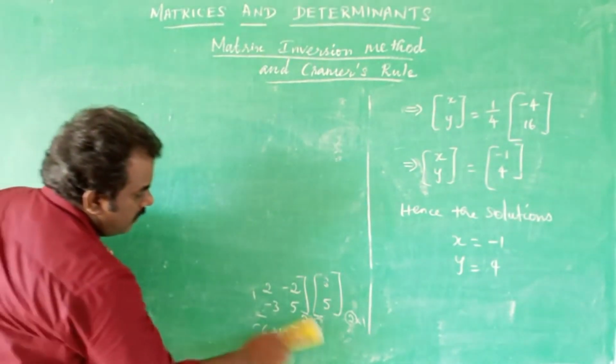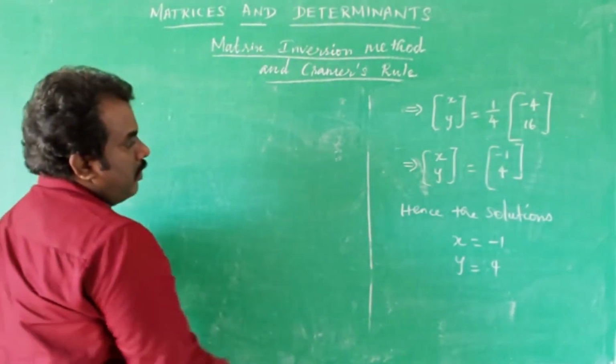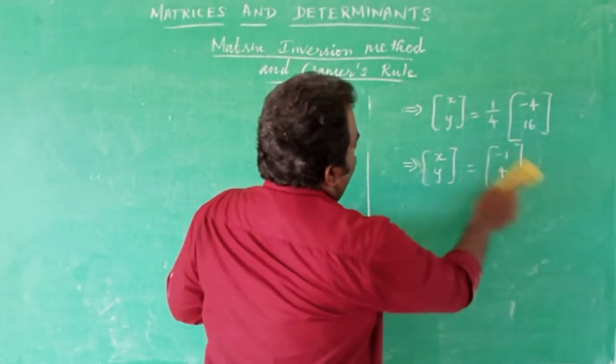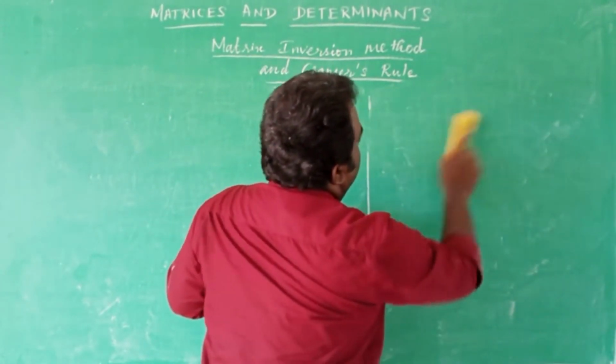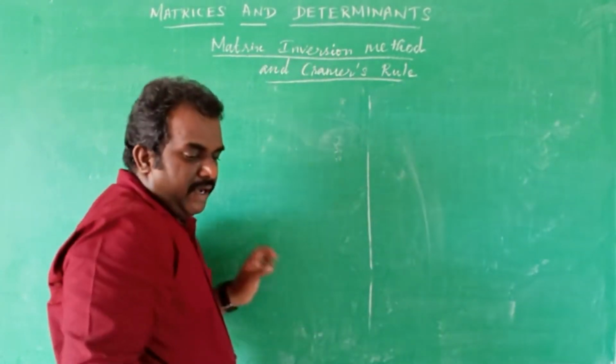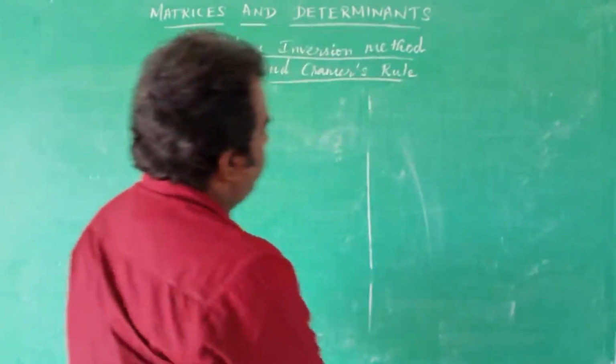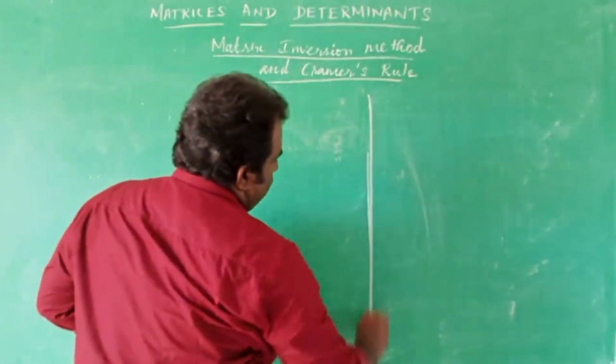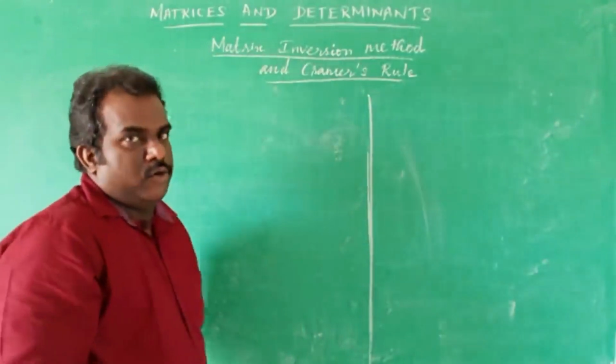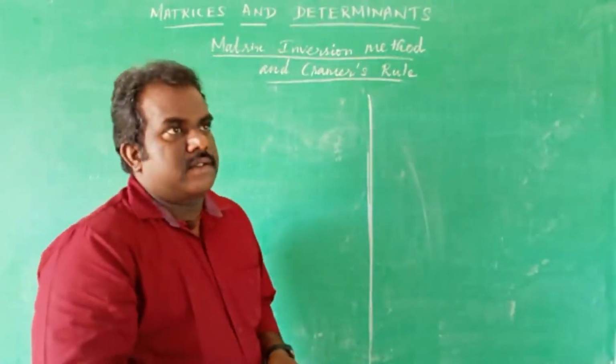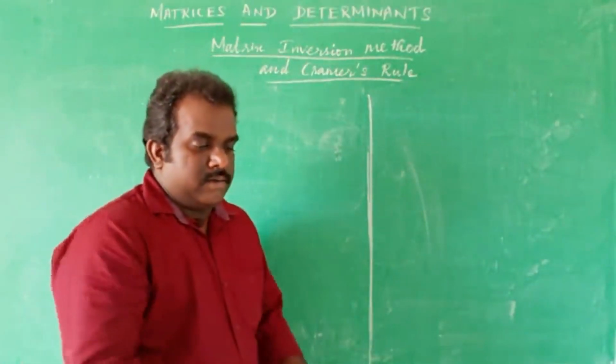Now I am going to take one 3 cross 3 matrix. As usual, I am going to follow the same procedure. First we have to find A inverse. Then next we have to find A inverse into B. Then finally we can get the solution of the unknowns. In 3 cross 3 matrix, we have 3 unknowns.